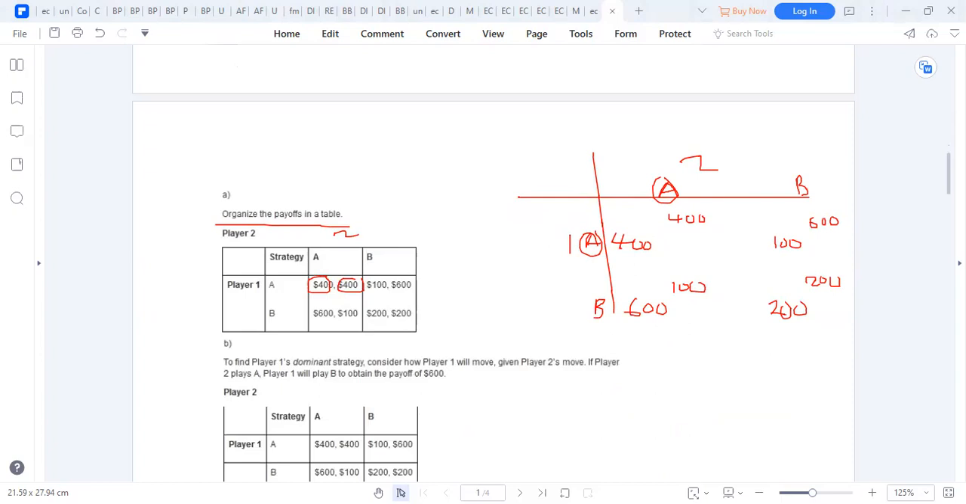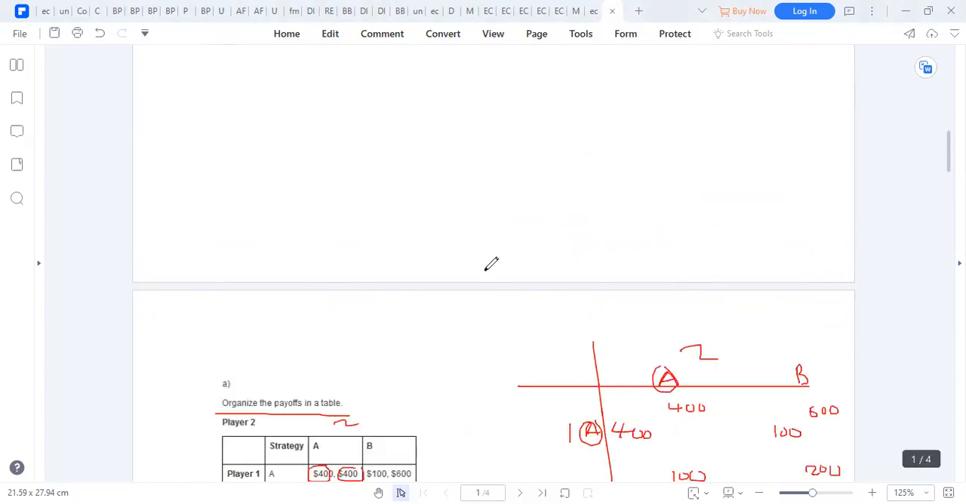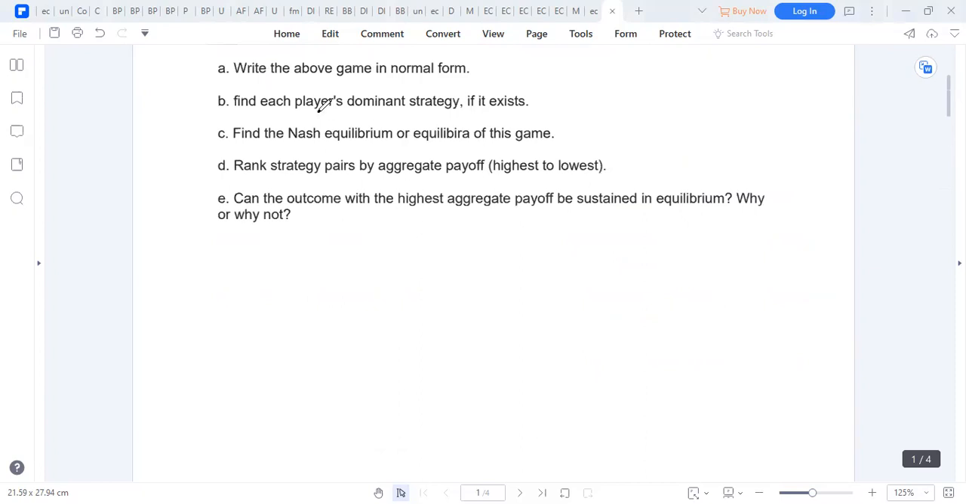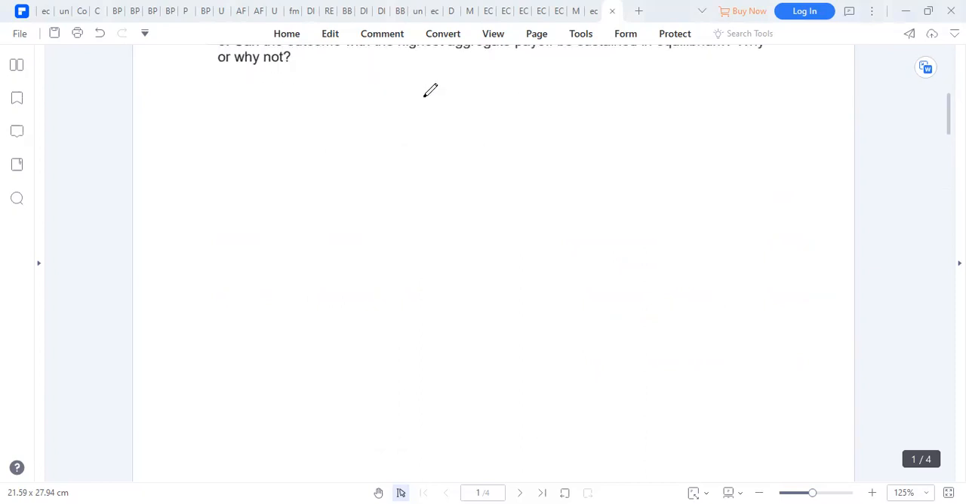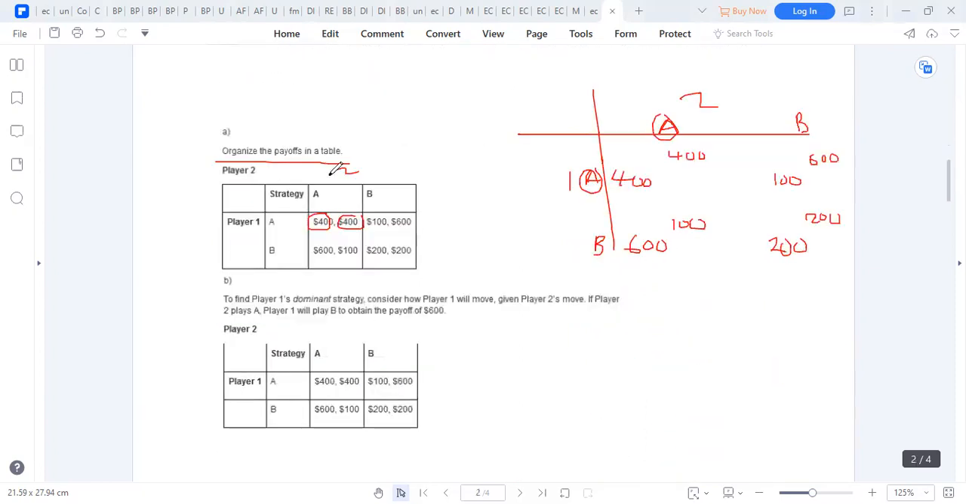We now go down to dig into the questions being asked. Number 1, we are asked to write the above game in a normal form. So this is a normal form. Five marks, I'm just drawing that.